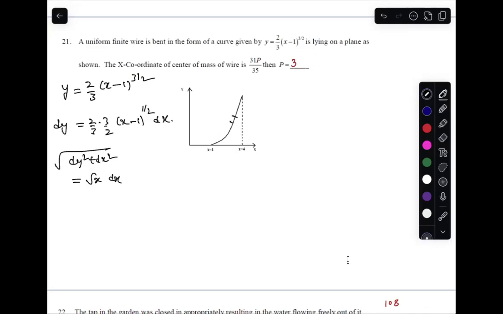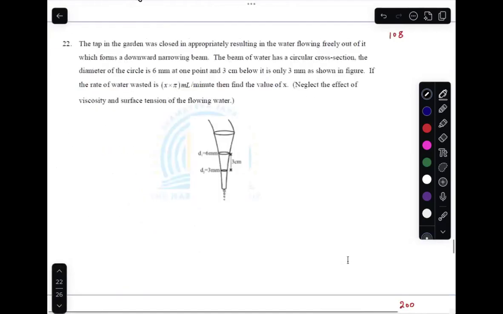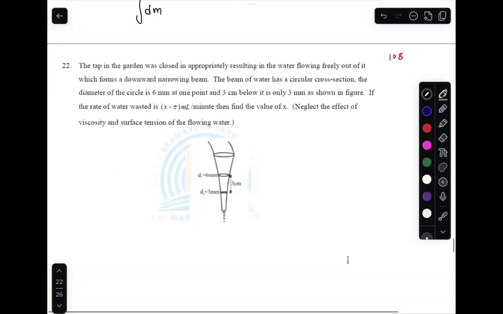Sir, why all this? Because this is root x dx, because we want the mass of this element. The mass of that element is lambda root x dx. Why do I require it? Because xcm is the integral of dm x by the integral of dm. By solving which, you will get the answer as 3 into 31 by 35. So 3 is the answer for this. The only thing you need to identify is how to use this data.